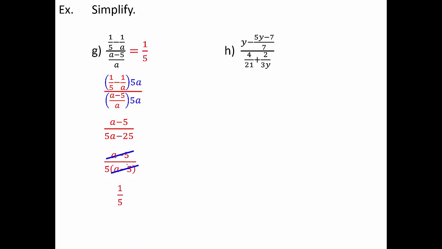Look for opportunities to factor and cancel. Don't just combine things to get them together. Look for opportunities to factor and cancel. So go ahead and try question H if you haven't already. This one, I designed it to look complex, but it's actually just using all the same techniques that we used on questions A through G.